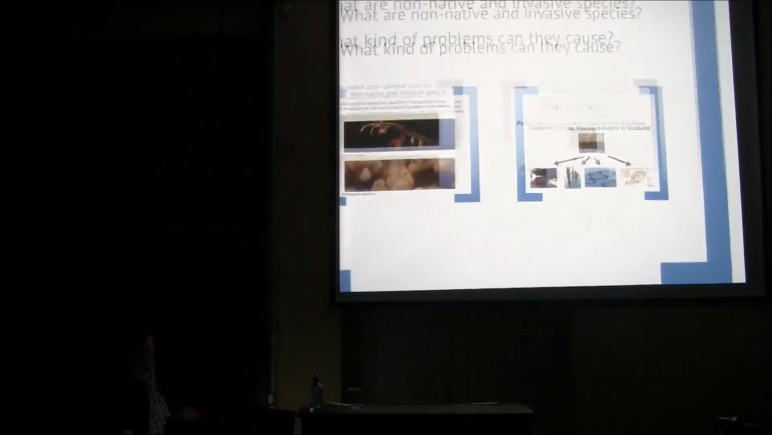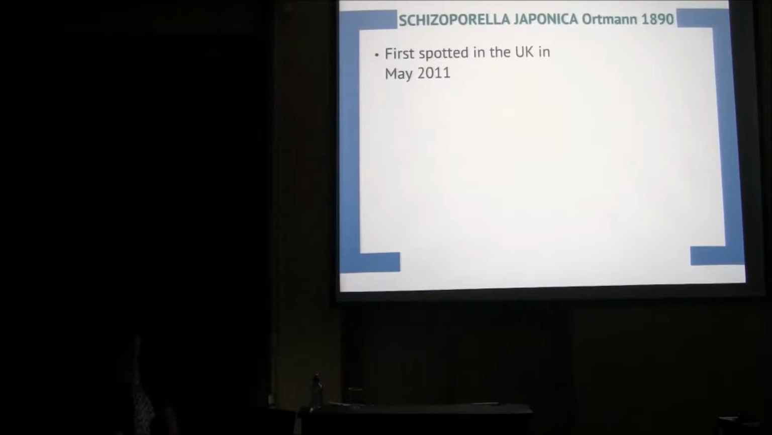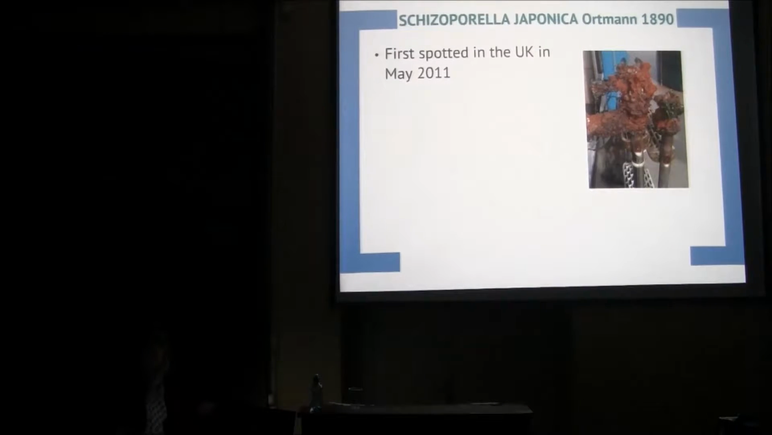So the species which I'm talking about is, again, a bryozoan, because I love bryozoans, I'm sorry. It's called Schizoporella japonica, and like the name suggests, it has come from Japan. I first found it in the UK in May 2011, and it looks like this. It's all of this orange stuff. So this is the bottom of a ladder in a marina where yachts are held, small boats, and it is very covered in this bryozoan.